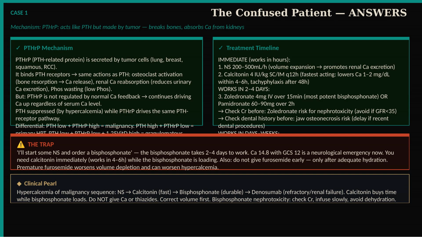PTH-RP, parathyroid hormone-related protein, is secreted by tumors, classically lung, breast, squamous cancers, and renal cell. It binds the PTH receptor and does everything PTH does: activates osteoclasts to break down bone and release calcium, tells the kidney to reabsorb calcium and wastes phosphate. But here's the crucial difference.